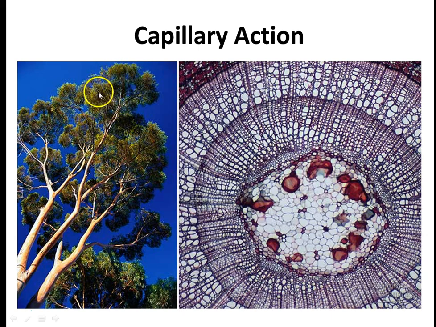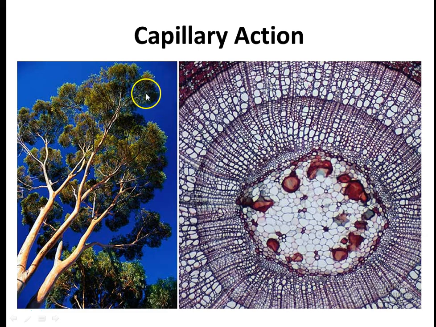So what happens actually is up here in the leaves, it's a process called transpiration. And a way to think about it is almost as if the plants sweat. So there's water evaporating out of the leaf. And as that leaves the leaf, it's kind of like jumping off.